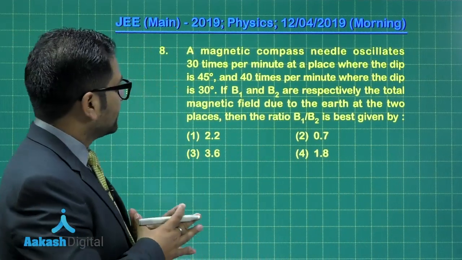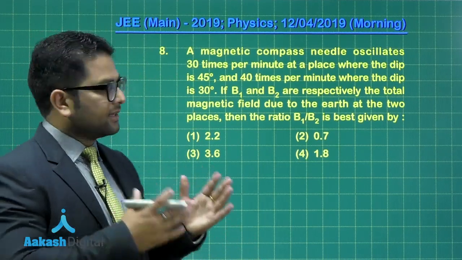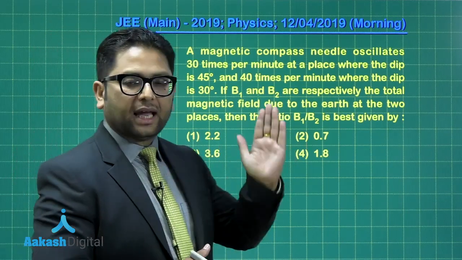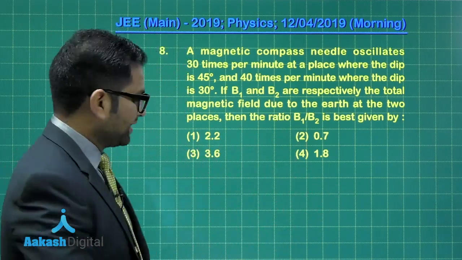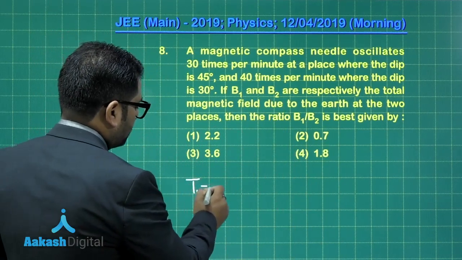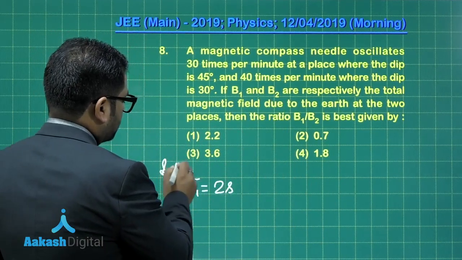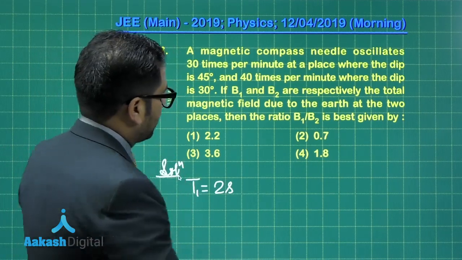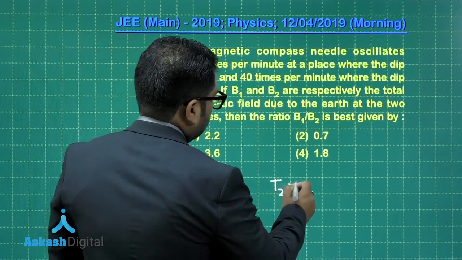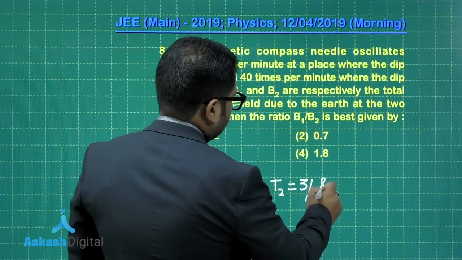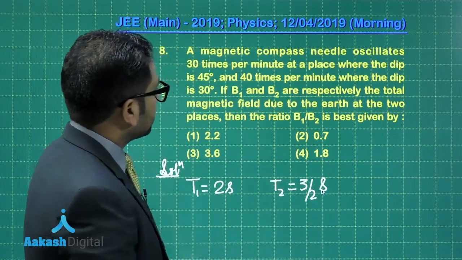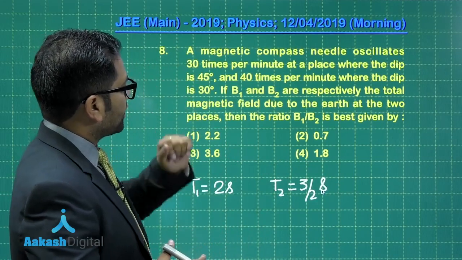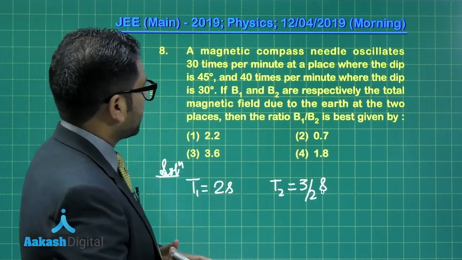Let's try to calculate the time period. You see 30 times per minute. That means if you want to see one time, how much? Of course, it would be taking 2 seconds. So T1 would be equal to 2 seconds. That's the first one. Then second, let's say 40 times per minute. Therefore, T2 is going to be 3 by 2 seconds. Okay, I calculated T1 and T2. And this is happening at a place where the dip is 45 degree and 30 degree respectively.